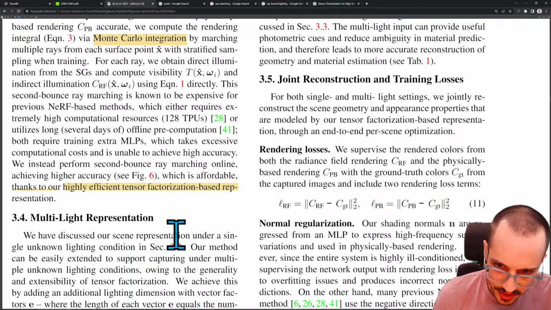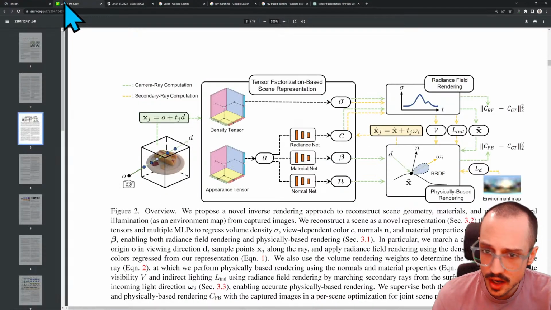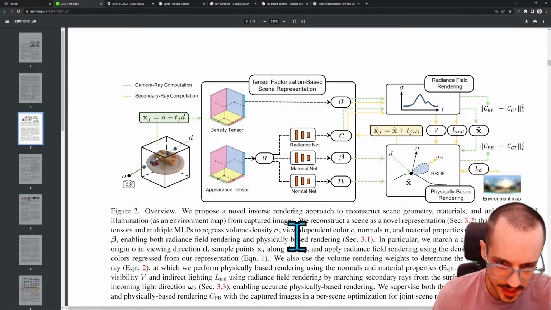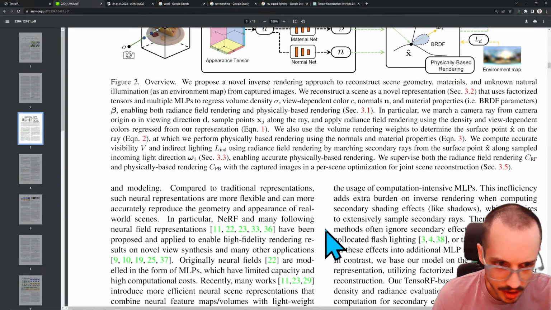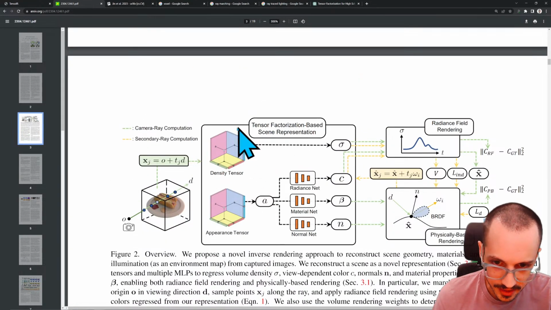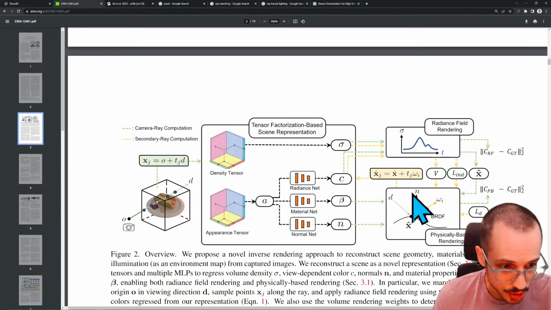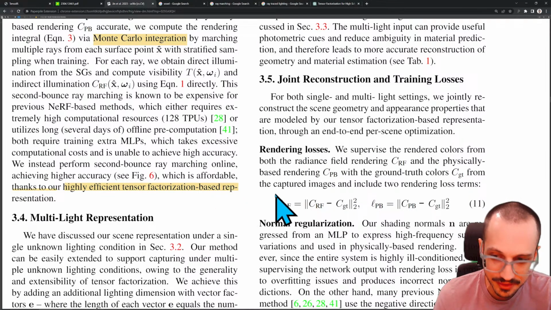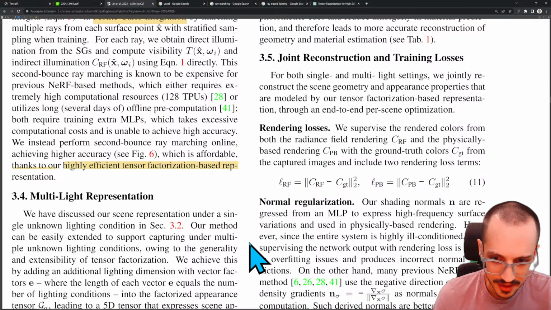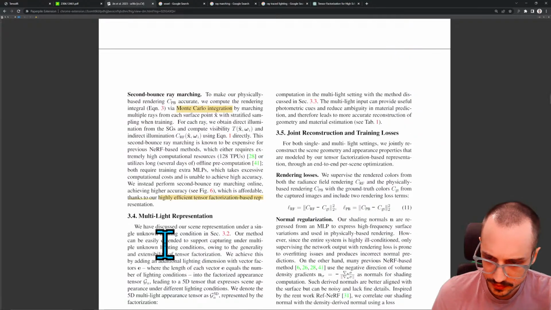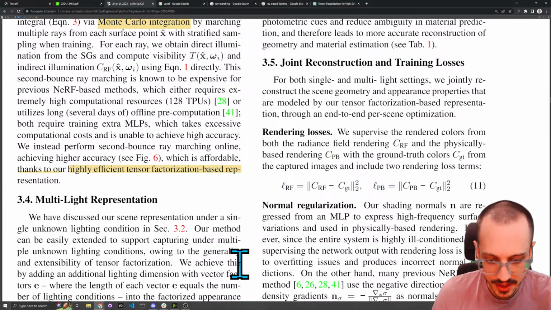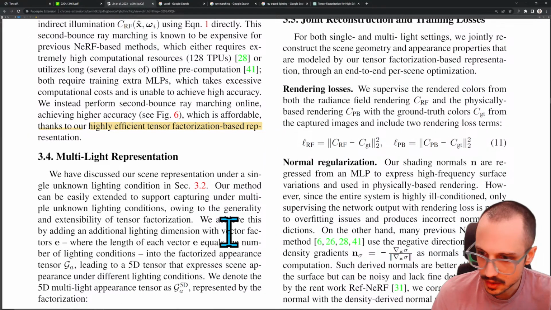And the tensor factorization-based representation is not from these guys, right? TensorRF is really the paper that learned to use these density tensors and appearance tensors. But this paper added on to that by having the two separate rendering pipelines and then using the rendering pipelines to help each other. I think that's the novelty of this paper, which I think is definitely impressive, right? I think they did succeed in going beyond just what the original TensorRF paper did.